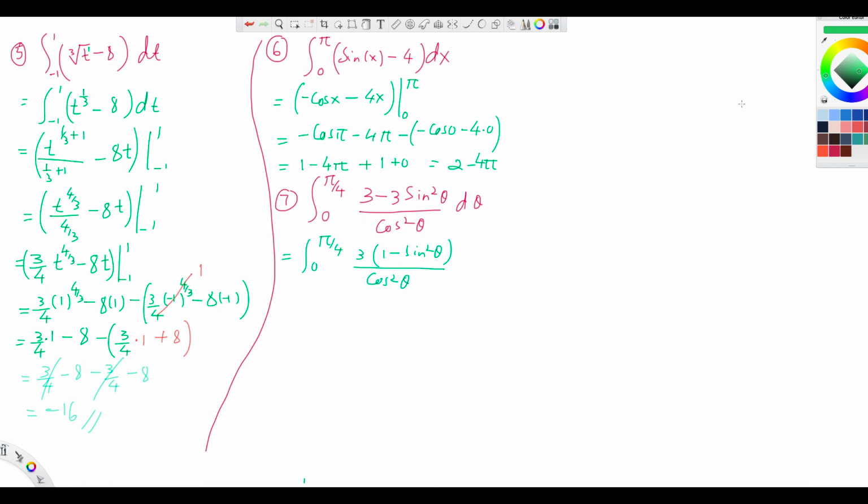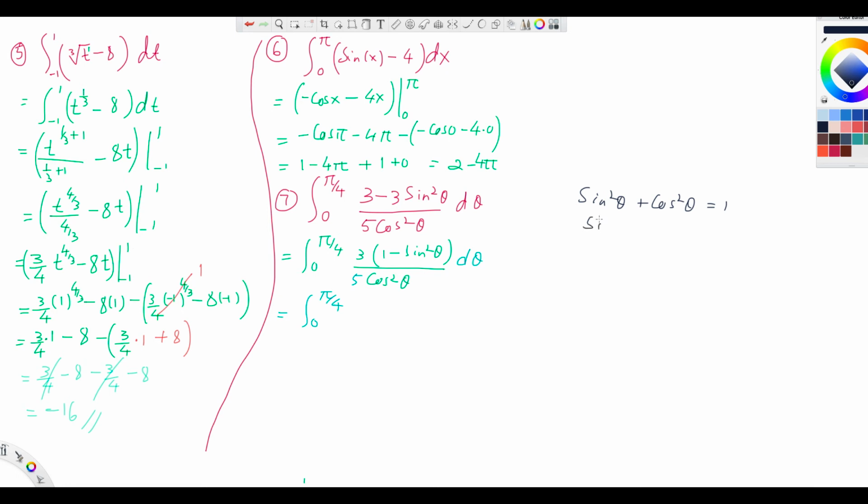Oh, by the way, I forgot to write, there is 5 there, 5 cosine square theta, right? So this will become 5 cosine square theta. Okay, there is d theta, don't forget that. So what you get is 0 to pi over 4. Who remembers what is 1 minus sine square theta? That is cosine square theta, right? Because there is a formula. The formula is sine square theta plus cosine square theta equals 1, right?